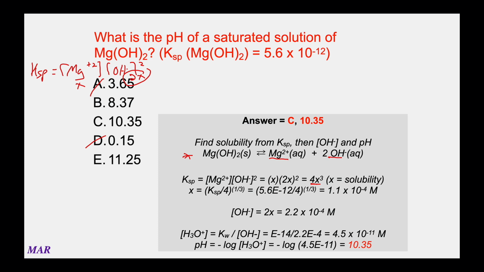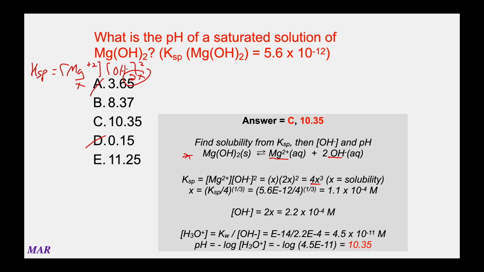But the solubility comes out to be 1.1 times 10 to the minus 4 moles per liter. And again, that number means that 1.1 times 10 to the minus 4 moles of magnesium hydroxide dissolved per liter. But we're after the dissolved hydroxide, because hydroxide is what's going to lead us to pH. There are 2 hydroxides for every 1 magnesium hydroxide that does dissolve. So 2 times x, 2.2 times 10 to the minus 4, that's the hydroxide ion concentration.